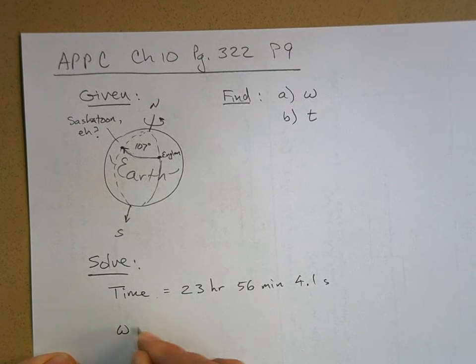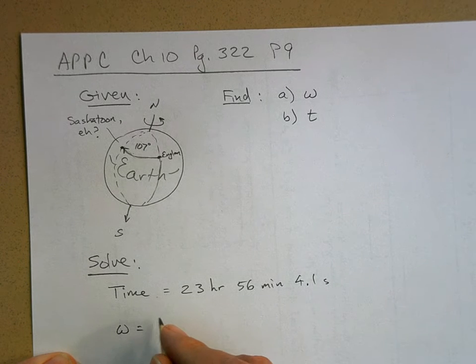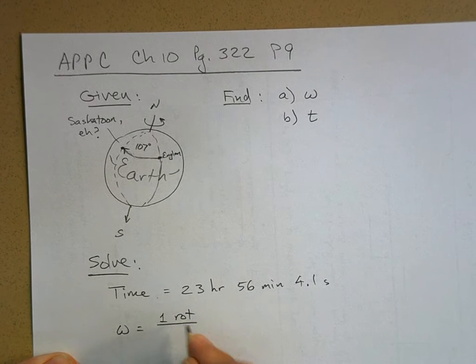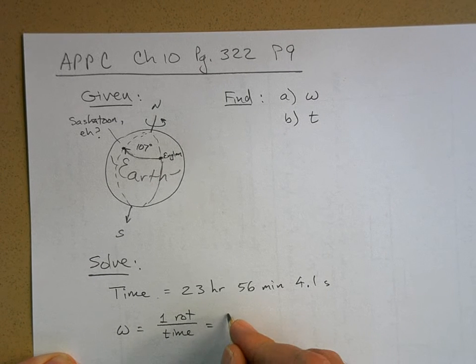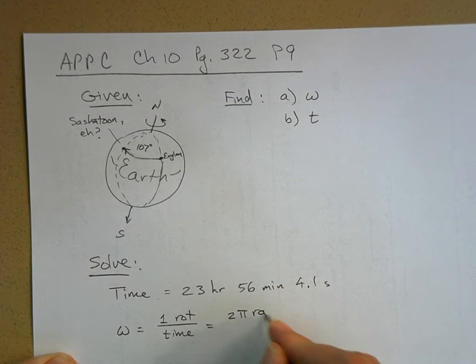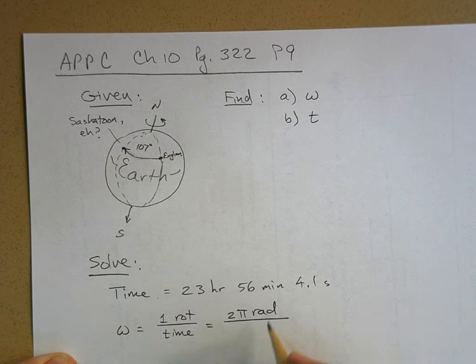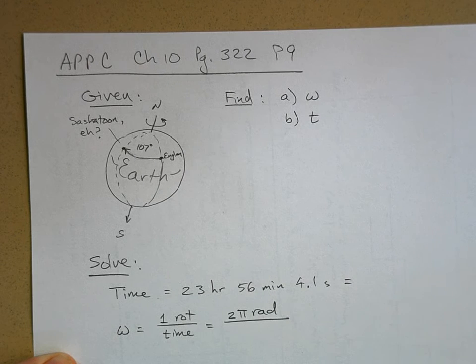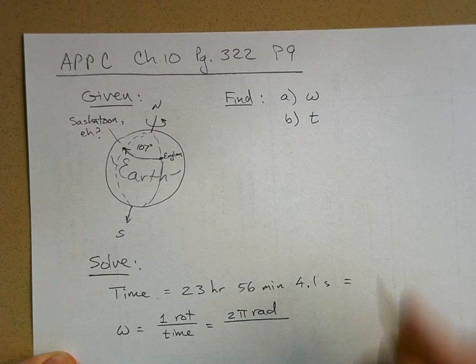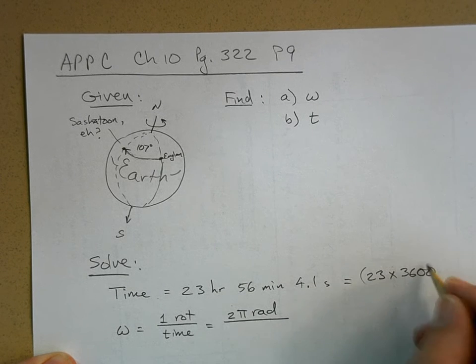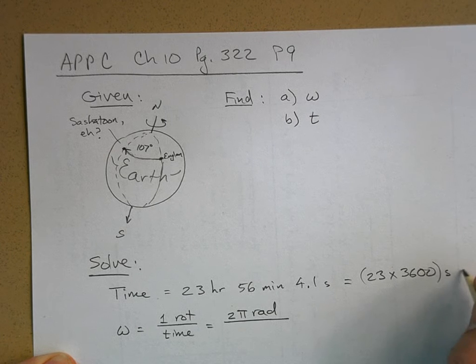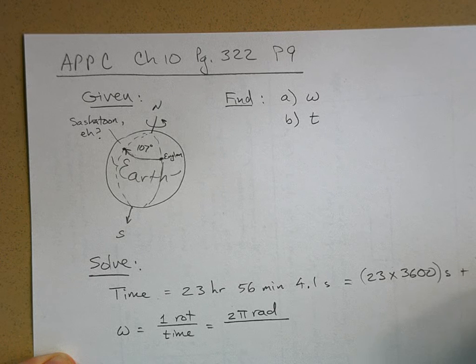So omega is equal to 1 rotation per unit time. Well, 1 rotation is 2 pi radians. Now, we got to get this into seconds. And so this is 23 times 3,600, because there's 3,600 seconds in an hour, plus 56 times 60. Okay, that'll be seconds. And then plus 4.1 seconds.